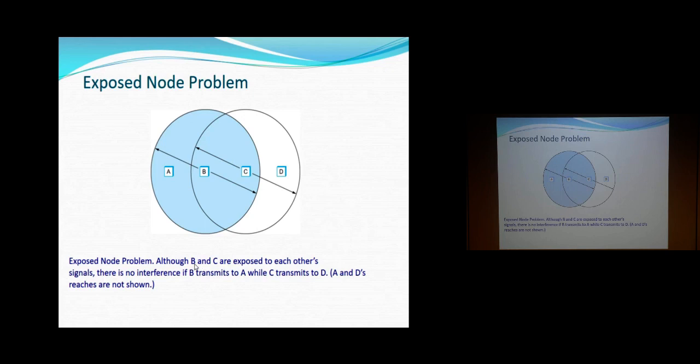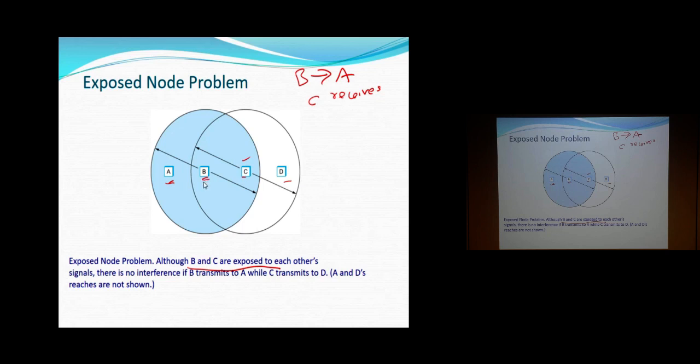We say that B and C are exposed to each other. That means whatever is sent by B will be received by C, and whatever is sent by C can be received by B, because both are within the same circle. But look at A and D: they are hidden from each other. They are not in the same communication reach. Now, let's say B transmits to A. C can also hear the communication. Am I correct?